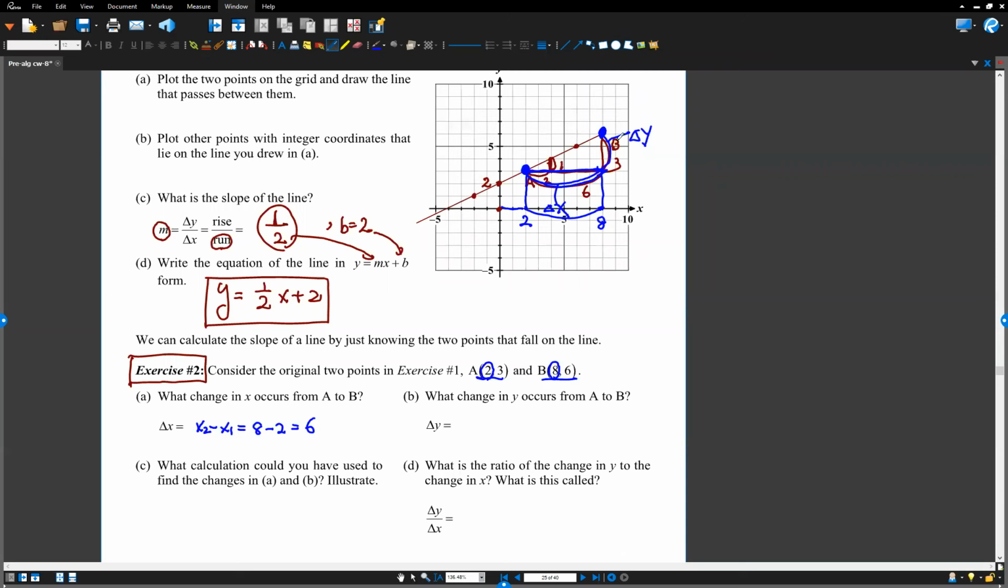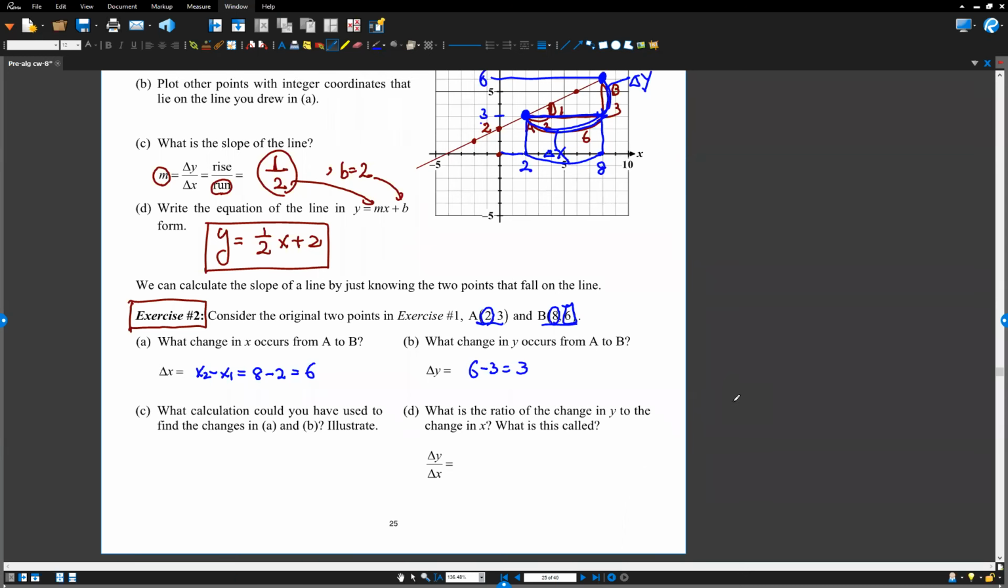What about delta y? Over here, 6, and over here, 3. 6 minus 3, isn't it? 6 minus 3 equals 3. That is delta y. We just found the change in x and change in y.